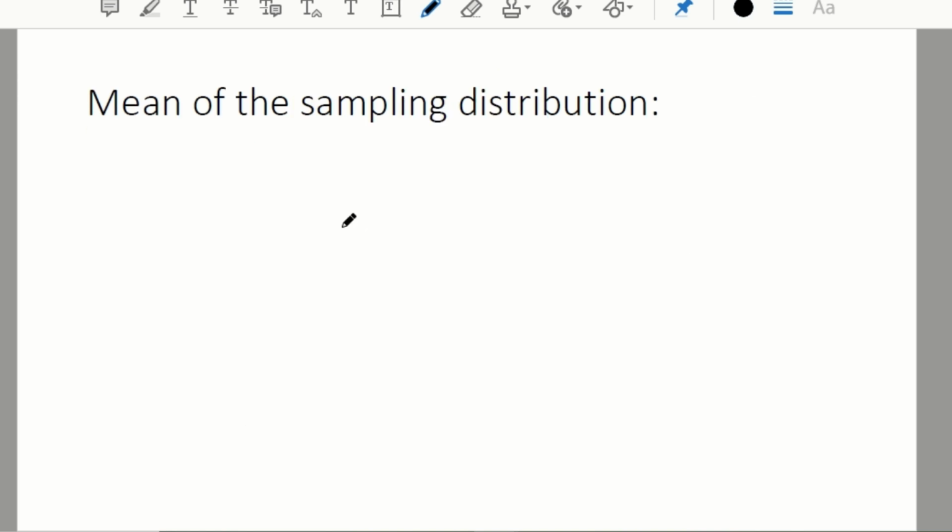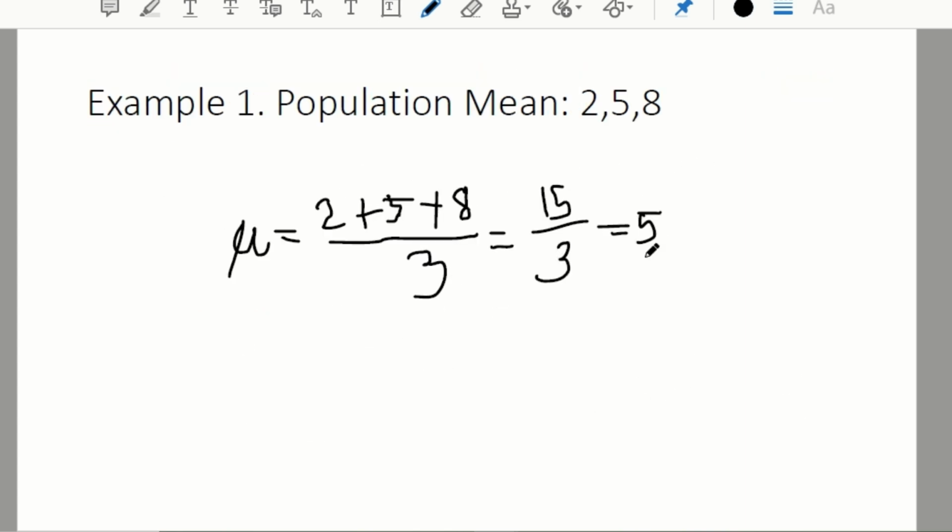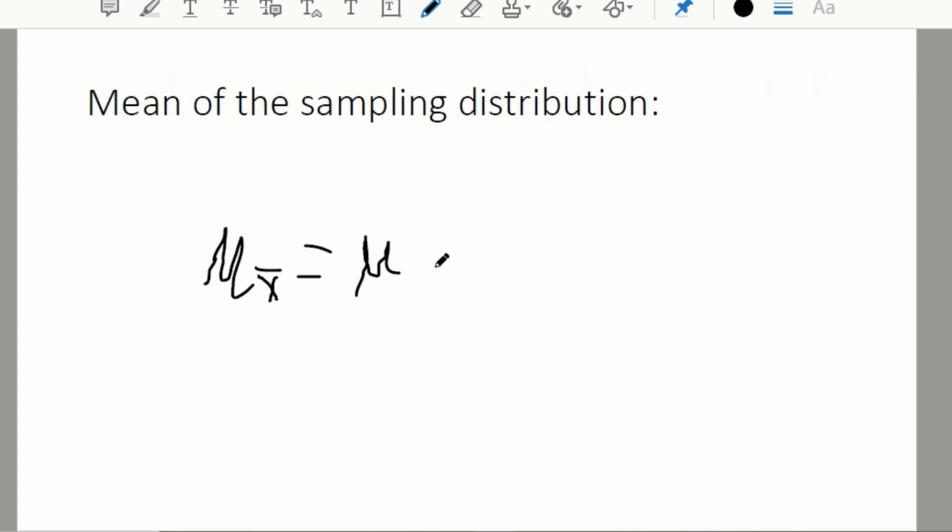Now let's go to the mean of the sampling distribution. By our shortcut, the mean of the sampling distribution of the mean is just equal to the population mean. And the population mean is 5. So automatically, this is equal to 5. So mu x bar is equal to 5.